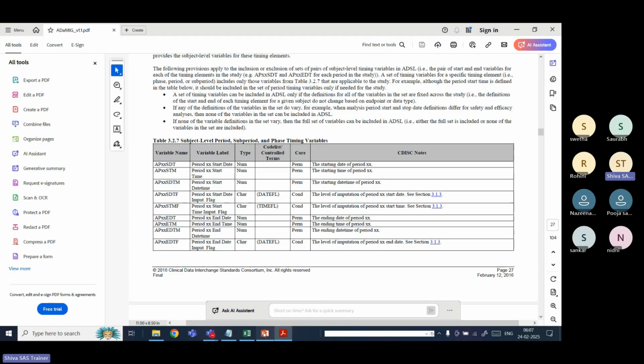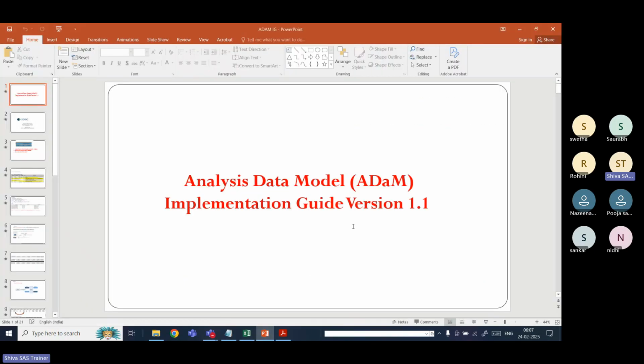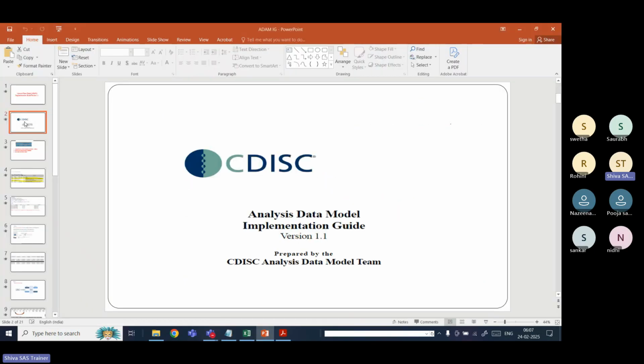Here I have summarized the document and created one simple PPT for your understanding. So, the Analysis Data Model, ADaM. This implementation guide is the main key document. We are following the 1.1 version.